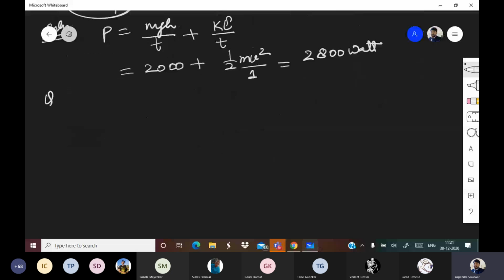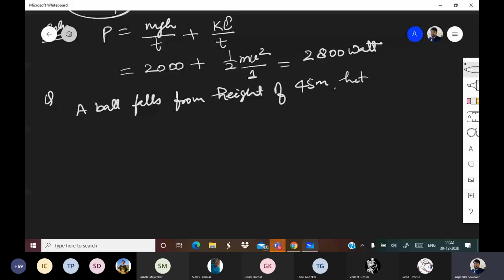Question. A ball falls from height of 45 meter, hits a bat for 0.01 seconds and goes up to height 20 meter.